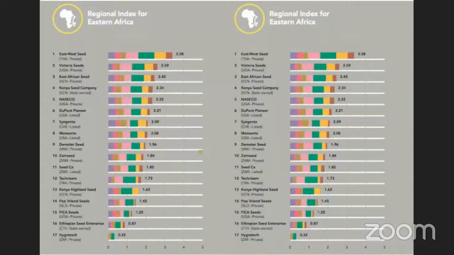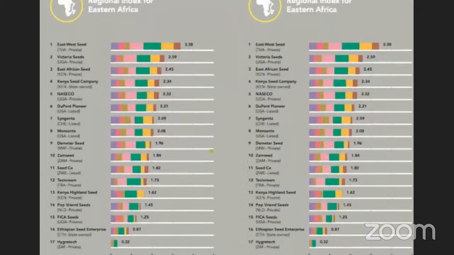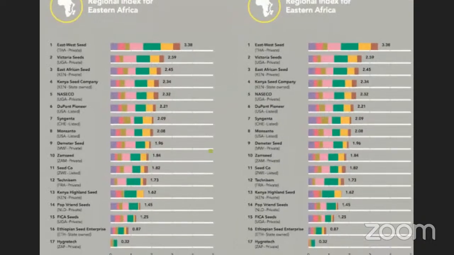What they looked at was which are the innovative companies that are doing their very best to get seed from their production point to the farmers. Who are the creative companies? And you can see there that this was for Eastern Africa. And you can see that Victoria Seeds was like the number one in Uganda, though there is East-West Seed. I think eventually they registered in Uganda like last year.